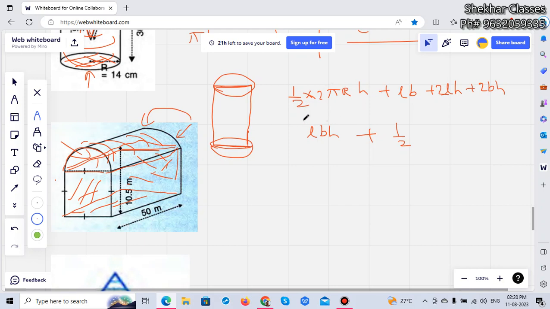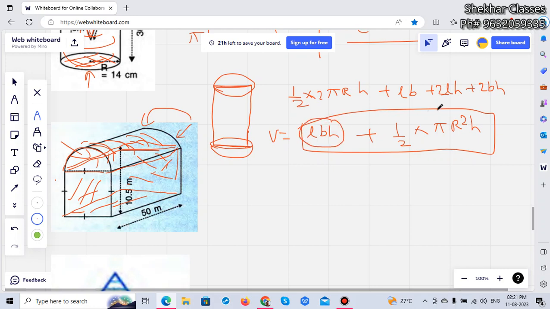2 pi RH is the surface area, right? Volume is half of the volume. Volume is pi r square h. Got it? Pi r square h is the volume of this entire cylinder. Half volume will be half times that. And LBH is the volume of the box, this cuboidal box. Add them up, this will give you the total volume. They may ask you a question, what is the amount of air in it? So find the volume of this one, find the volume of half the cylinder.